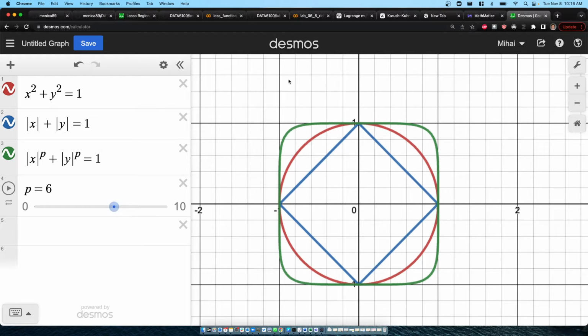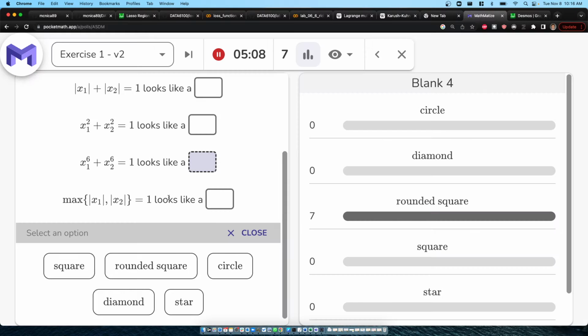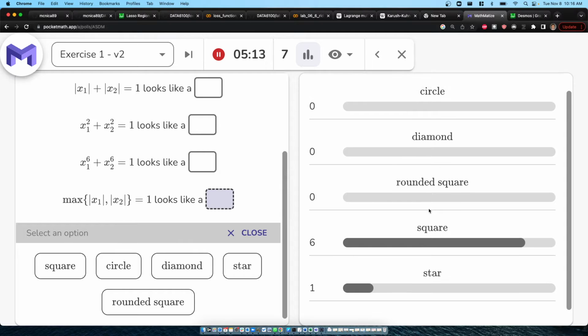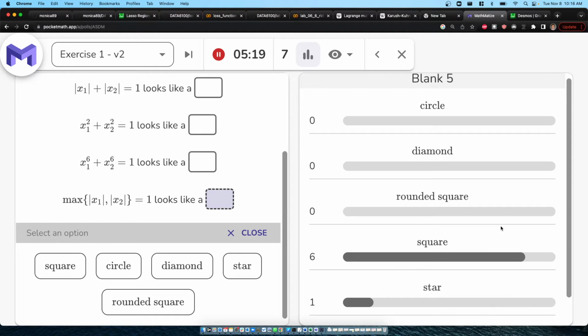Okay, that's 6. What about the last one? I guess by process of elimination, it's a square. So the thing about squares and diamonds is they're actually the same, just rotated, which also confuses my son, because if you rotate it, it suddenly changes what shape it is. But this one I would say is a square.